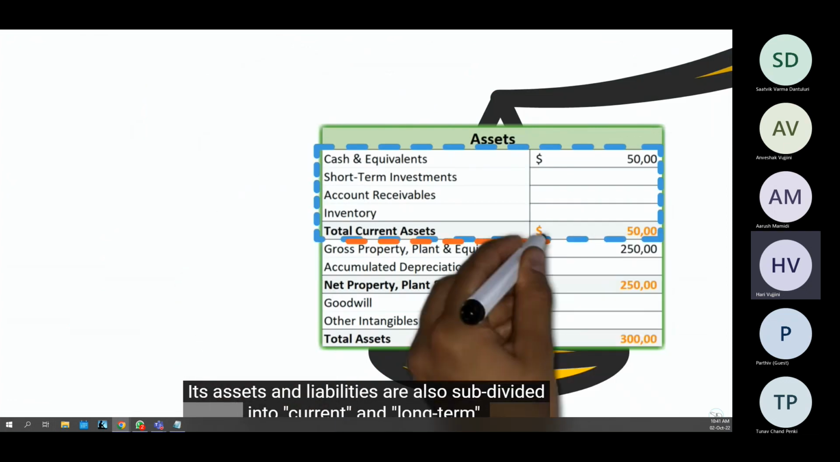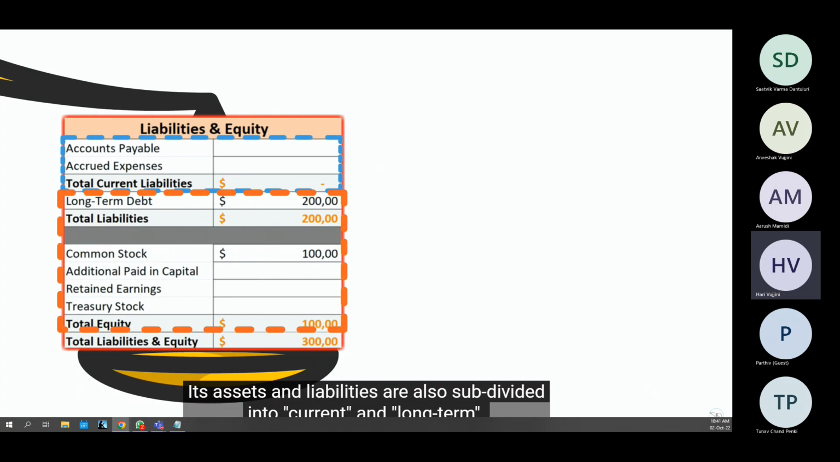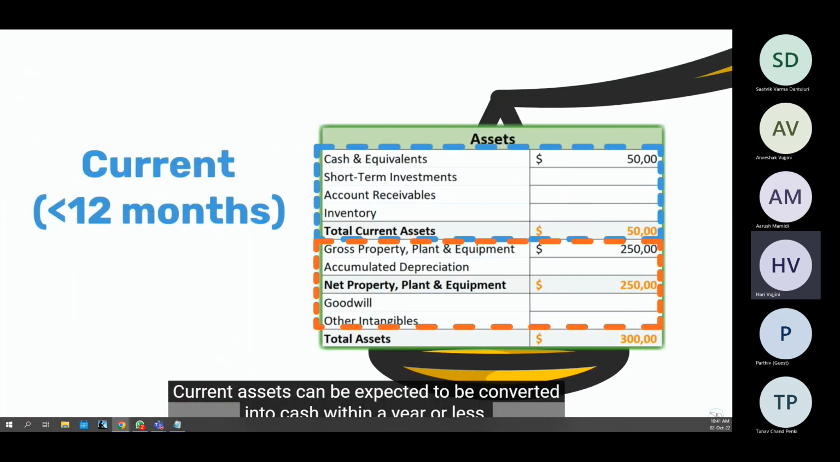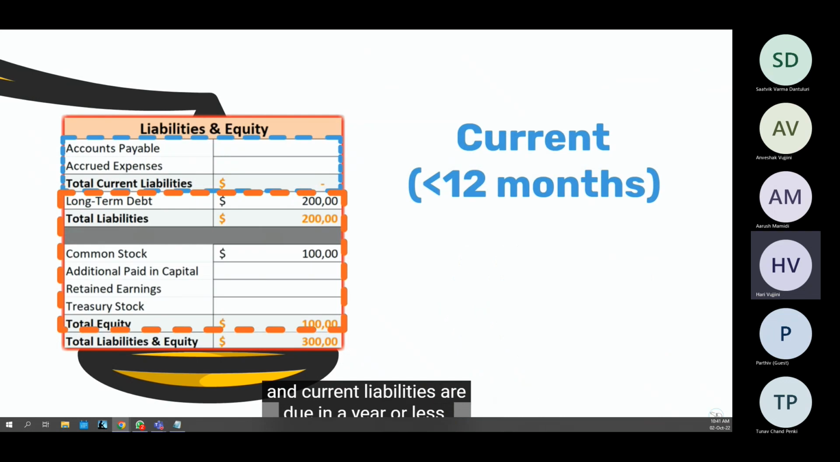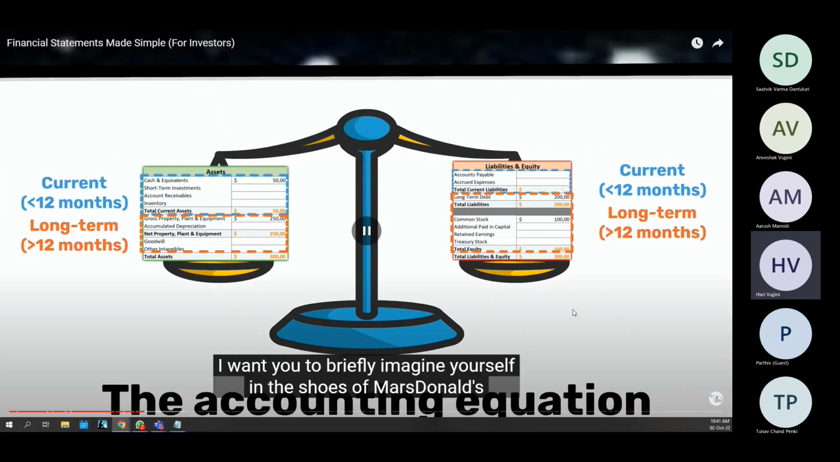Its assets and liabilities are also subdivided into current and long-term. Current assets can be expected to be converted into cash within a year or less, and current liabilities are due in a year or less. Anything else is long-term. Basically, he's explaining that a balance sheet consists of two parts: current and long-term assets or liabilities.